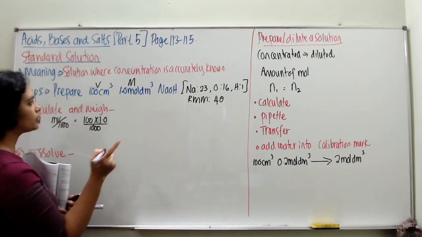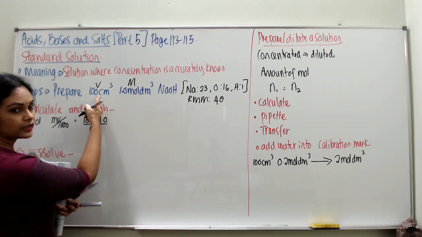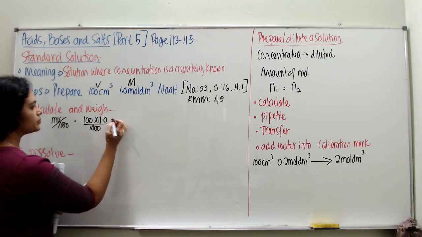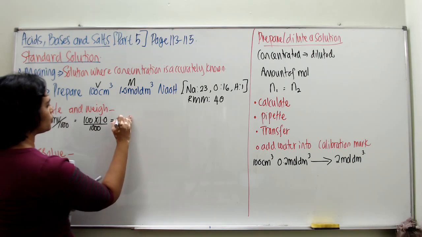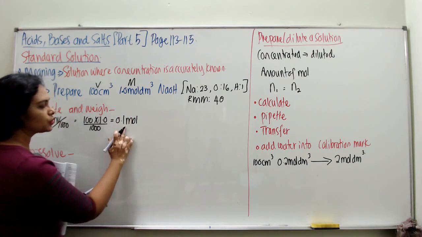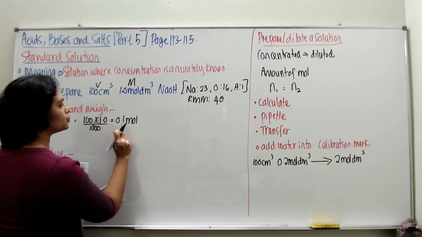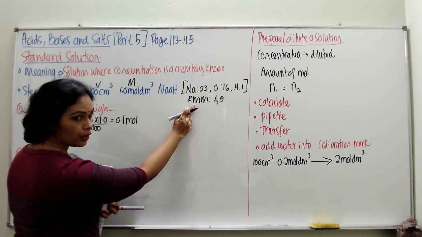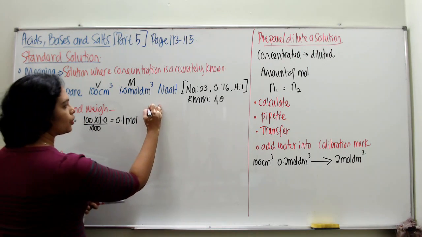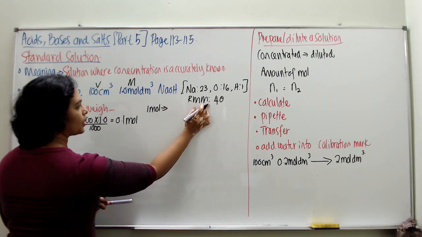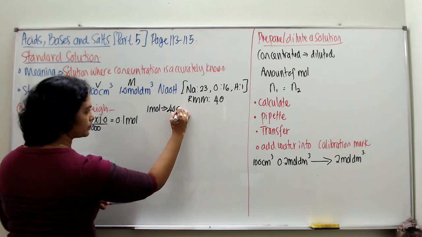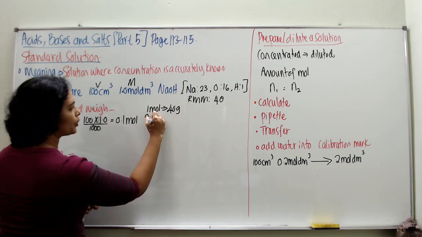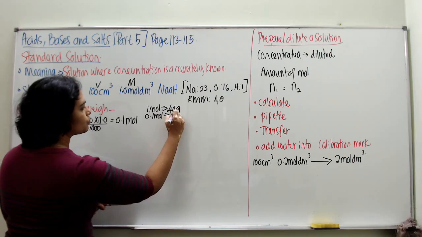Because the volume is given in cm cube, the answer will be 0.1 mole. So now you get 0.1 mole. Now what you have to do? You connect your relative molecular mass, also known as molar mass, with the mole. In order for you to have 1 mole, the molar mass says you must have 40 gram. But unfortunately, you only have 0.1 mole. 0.1 mole will get you 4 gram.